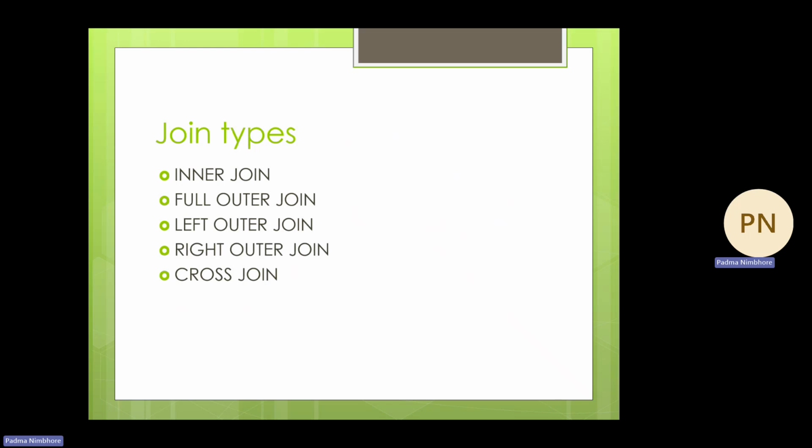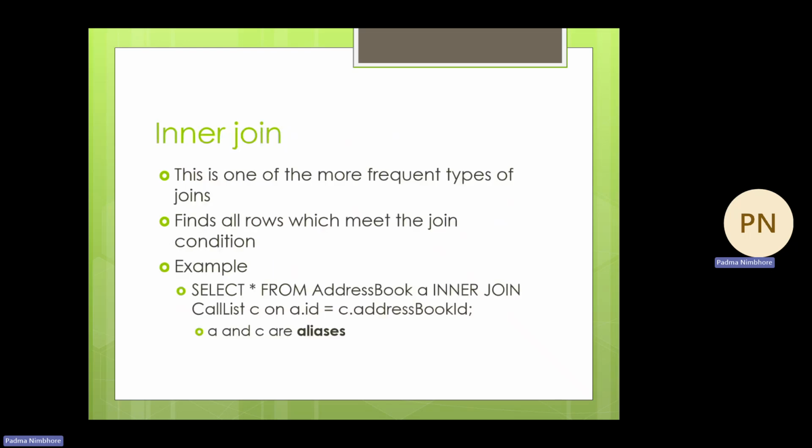The same types of join operations are inner join, full outer join, left outer join, right outer join, and cross join. The inner join is one of the more frequent types of join, which finds all rows which meet the join condition.